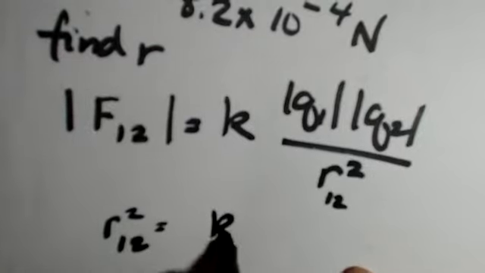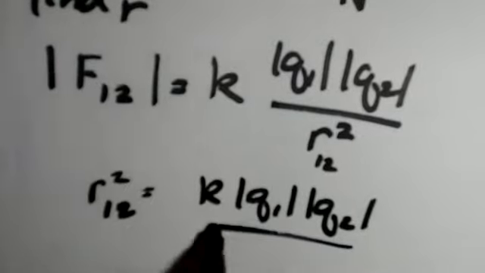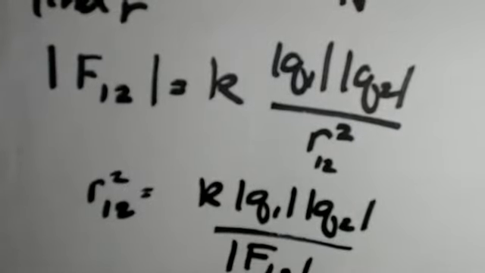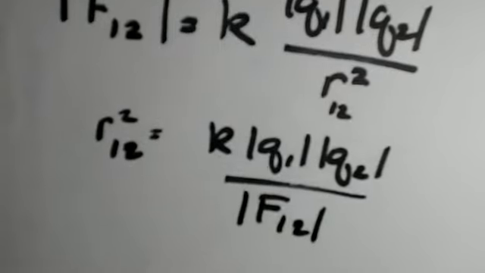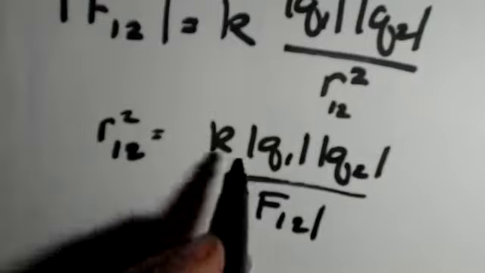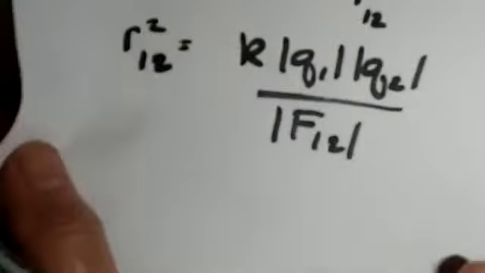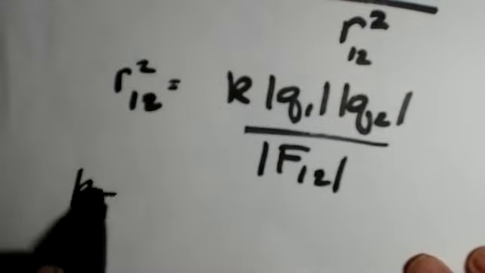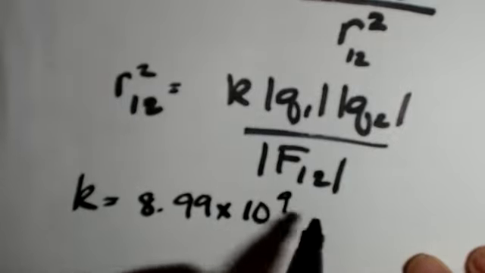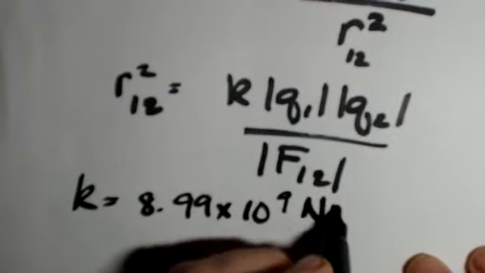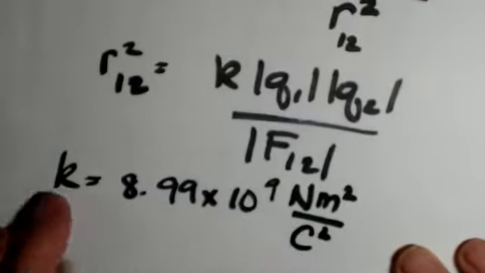All right, so K, magnitude of Q1, magnitude of Q2, and then I'm going to move the F over like that. And I know all that stuff. I know what Q1 is. I know what Q2 is. K, remember, is a constant that's given in the notes, or it's given in the book. K is 8.99 times 10 to the 9th newton meter squared per coulomb squared. That's just a constant that's given in the book.